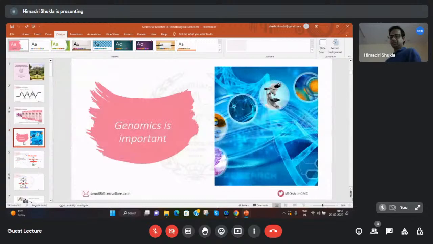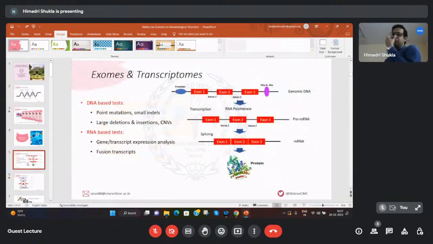cytogenomics is important. This was an example with leukemia. There are scenarios where the diagnosis itself will be reliant on identifying a molecular aberration in that patient. So clearly cytogenomics is important.